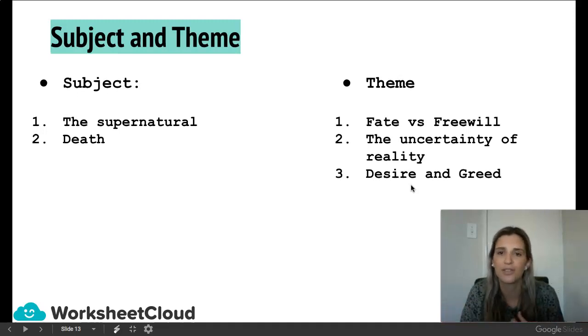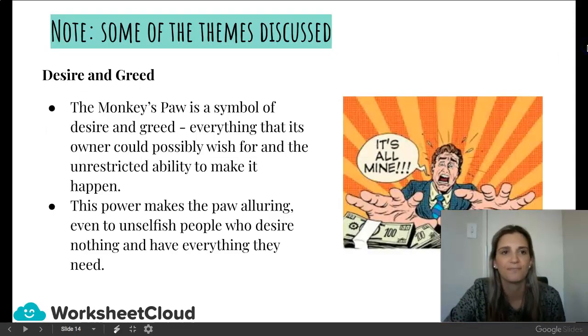I feel like fate versus free will is a very obvious one. Or you could even use greed. Because if they didn't have this need for change, because they were so happy, then they wouldn't have ended up with the consequences of the son dying. Okay, these are just some of the themes that we're going to discuss. So desire and greed. The monkey's paw is a symbol of desire and greed. Everything that its owner could possibly wish for and the unrestricted ability to make it happen.